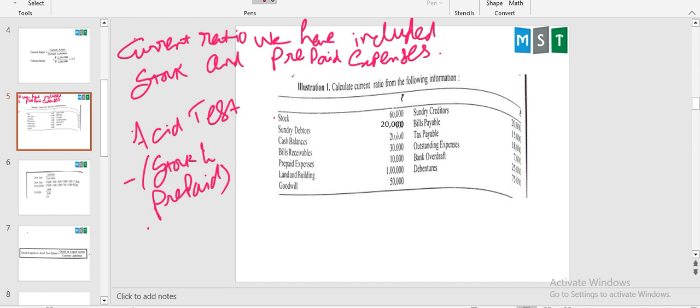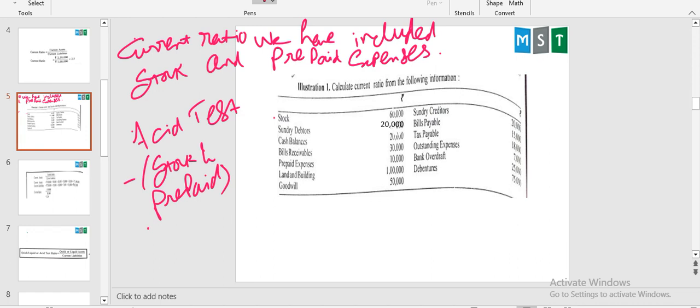See, for example, a company is starting up. At that time they will spend a lot of money on advertisement and promotion, but these kinds of expenses will give you benefit not only for that particular year. That benefit will be reaped over a period of 5-6 years also. So on this count we are removing the prepaid expenses also. If you remove these and calculate the ratio, this is called the acid test ratio.